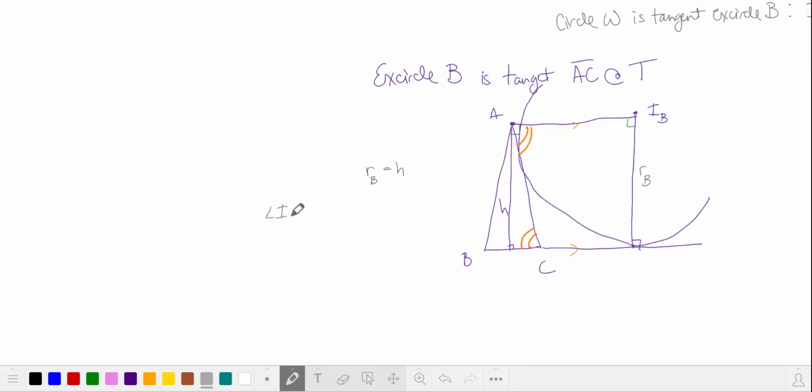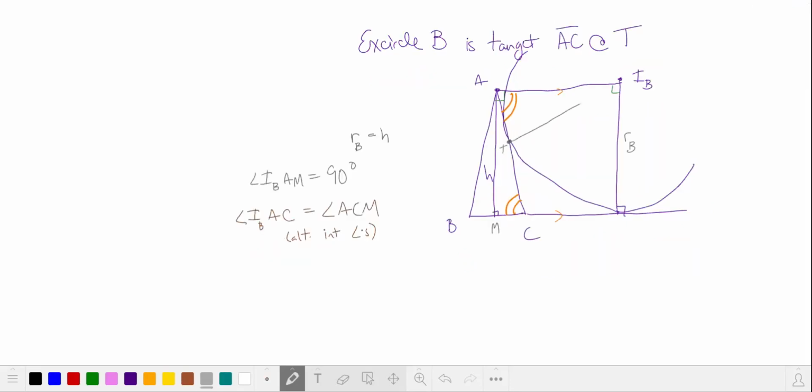So once again, the angle formed by the center of this excircle, A, and M is 90 degrees, and angle IBAC is the same as angle ACM. Here's our tangent point T, so I'll just draw this radius. So we have a right angle here between AC and this line here, and we actually have these two triangles, AMC, with this angle marked in orange, and IB, the right angle here at T, and A again, with the same congruent angle. AM has length H.